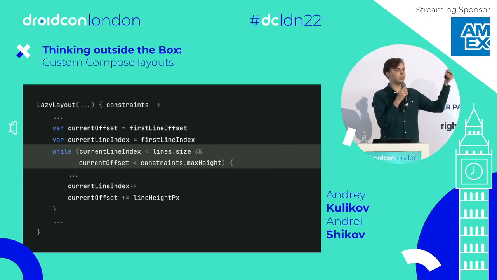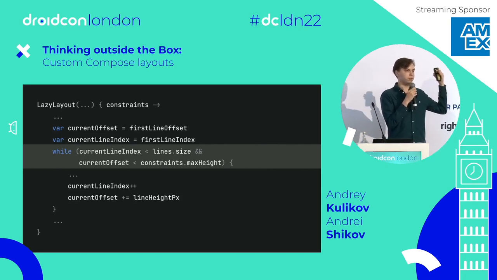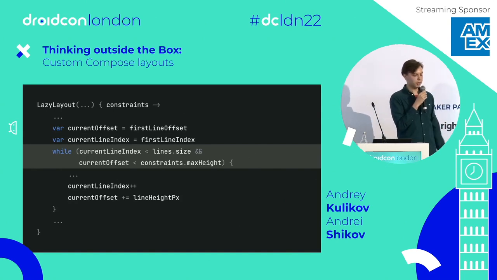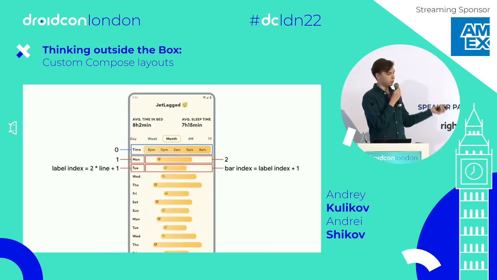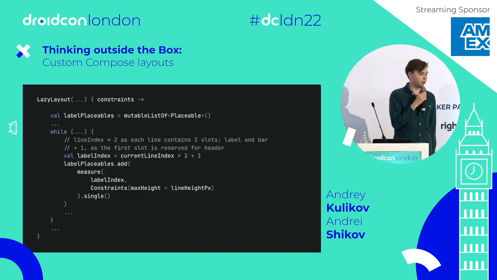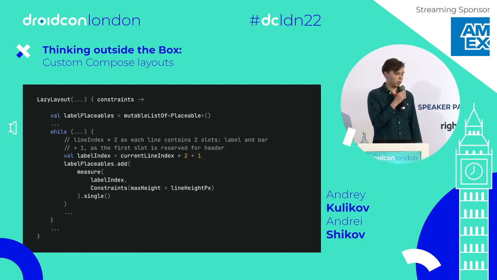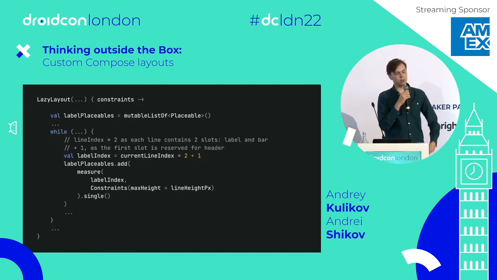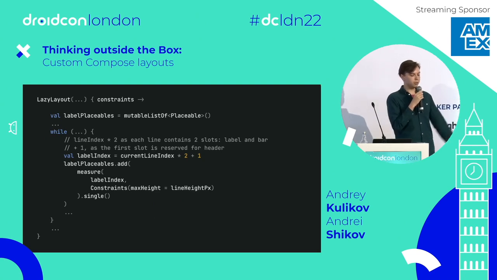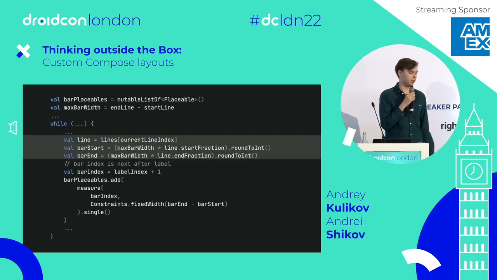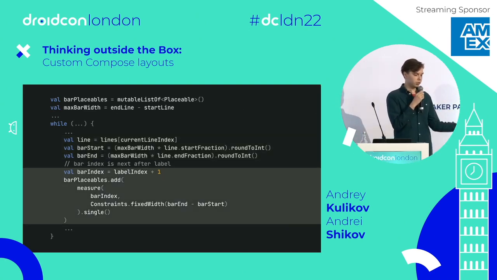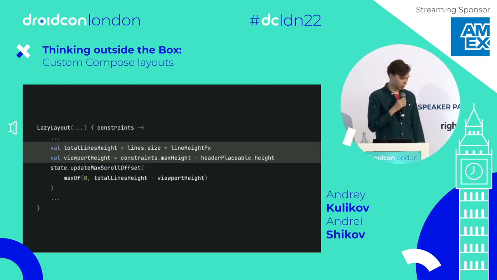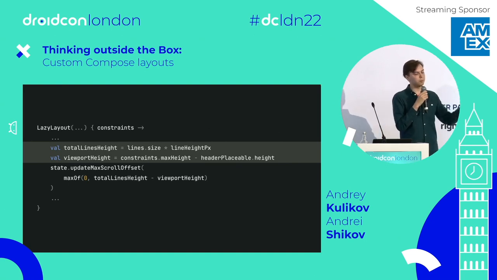We have the current line index. We set it up with the first line offset. We go until we reach the end, either the viewport or the end of all of the lines, and increment it after we measure everything. Inside the measure, again, just a reminder, this is the scheme that we use for indices, and this is how it's implemented. We just take the line index, multiply it by 2 and add 1 to get the label, and then we measure this label to get the placeable. It's the same for bars, but we also have this fraction logic that we had previously for the previous layout. So here we do the same, and then measure it with the constraints based on this bar logic in the index. With that, we measure the labels and bars that are currently on screen based on the offset.